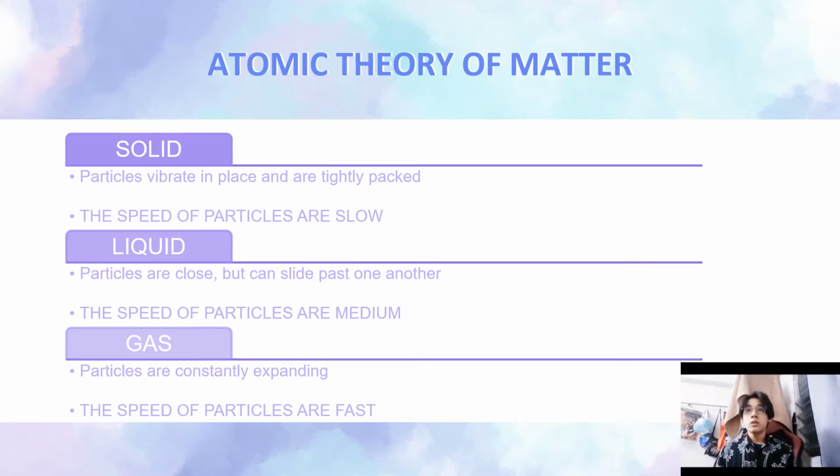In solids, the particles vibrate in place and are tightly packed, therefore the speed of particles is slow. When they get hit, they vibrate against each other, they do not move out of their place, so they stay together. They are bound to be together. For liquids, the particles are close but can still slide past one another, therefore the speed of particles is medium, faster than solid. And the last one is gas. Their particles are constantly expanding, therefore the speed of particles is faster than solid and liquid.